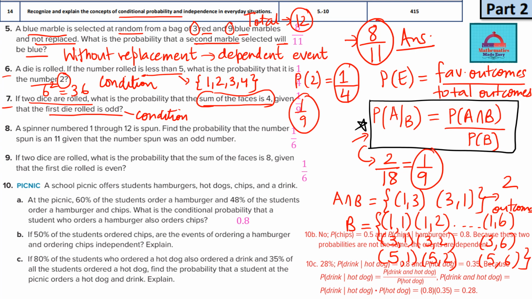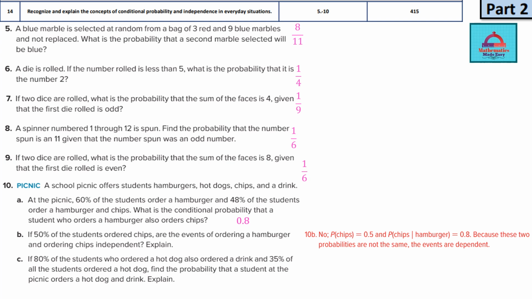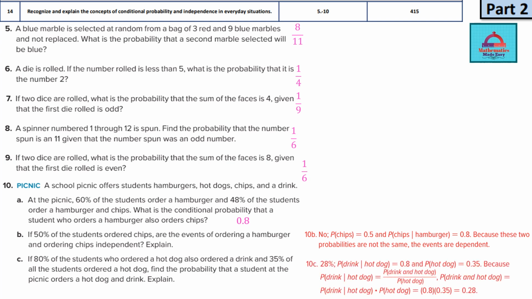Let's also check your final answers. Now I'm going to show you the final answers of all of these questions. In a similar way, you can do questions 8, 9 and 10. For question 10, there are three parts. So for the first part, the answer is 0.8. For the second part, the answer is given here. For the C part, it is also given. Okay, so make sure you solve these questions nicely and let me know if you have any questions and comments.